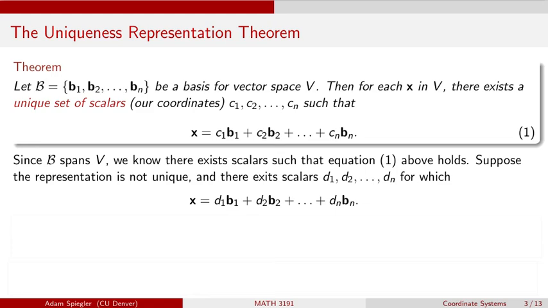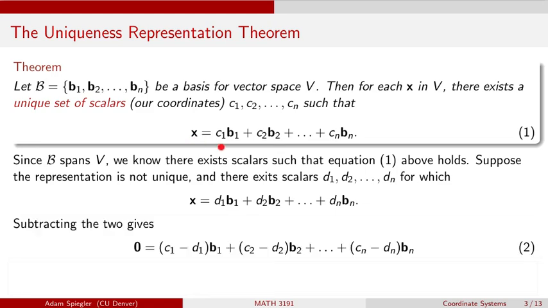If we take these two equations, what we have up here in equation 1, and subtract from it equation 2, then on the left side, x minus x is going to give us the 0 vector. And on the right side, we can group our terms. So in front of basis element 1, we have c1 minus d1. And in front of basis element 2, we now have c2 minus d2, and so on. So now we have a homogeneous equation here. And these b's are forming a basis.